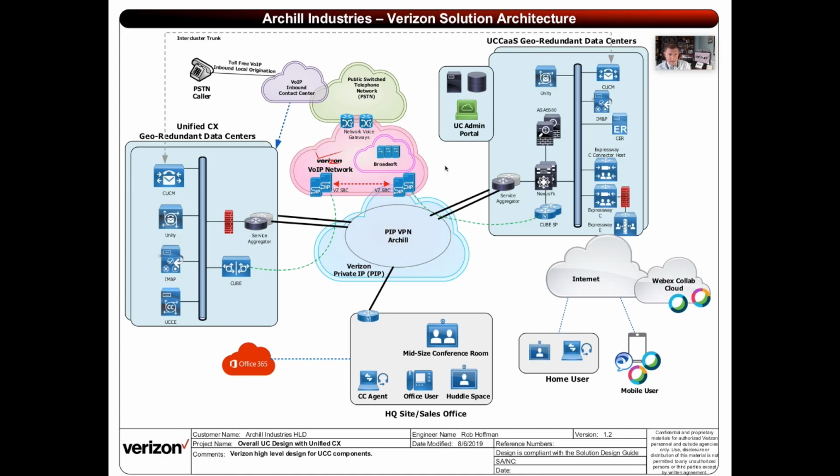So our VoIP network is tied directly into the MPLS network, and the enterprise for Arch Hill Industries will have SIP trunks from the VoIP network right into the UCaaS data centers. And the SIP trunks within the Verizon VoIP network, they are geo-redundant, and they're always architected in an HA pair.